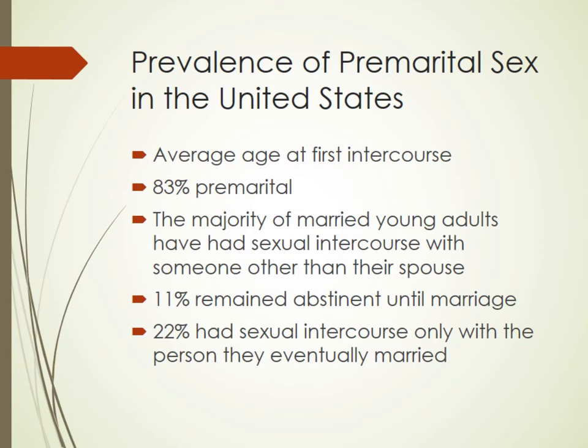So first, what is the average age in the United States for first intercourse? Across these studies you get slight variations in the exact number, but a consistent finding is that the average age is right around between 17 and 18 years old. One specific study gives 17.7 years old. So the average age at first intercourse for most Americans is right around 17.7, 18 years old.